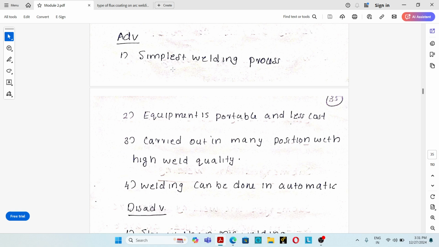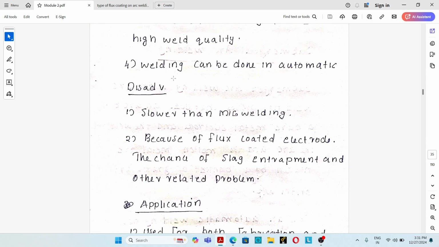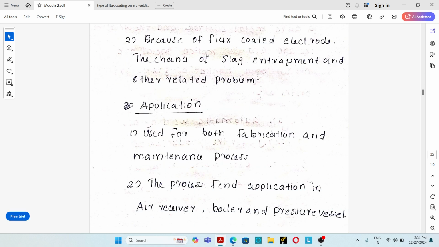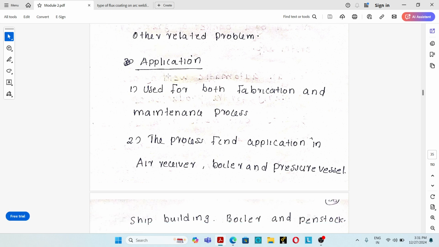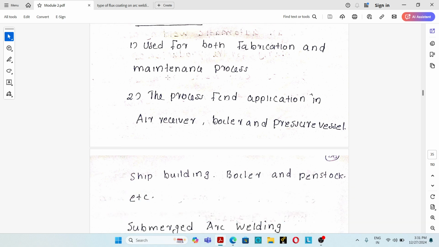What are the advantages of the SMAW process? It is the simplest welding process. Equipment is portable and low cost. It can be carried out in many positions with high weld quality. Welding can be done automatically. Disadvantages: it is slower than MIG welding, and because of the flux coated electrode, there is a chance of slag entrapment and related problems. Applications: it is used for both fabrication and maintenance. The process finds application in air receivers, boilers and pressure vessels, shipbuilding, penstocks, etc.